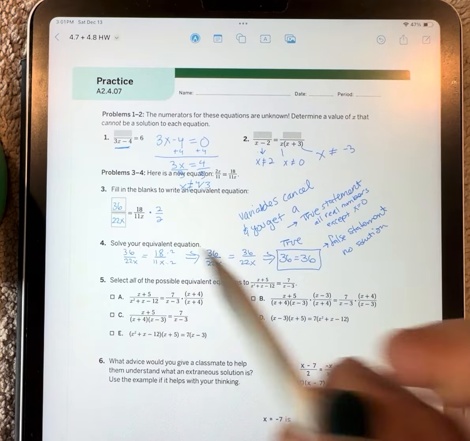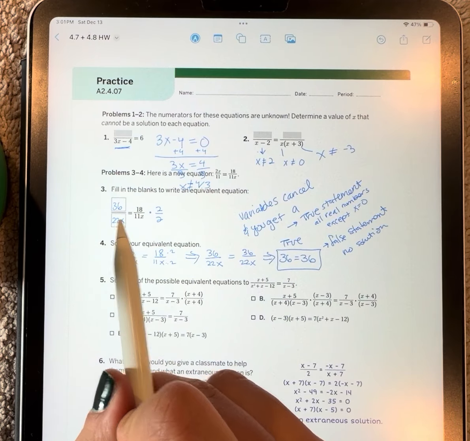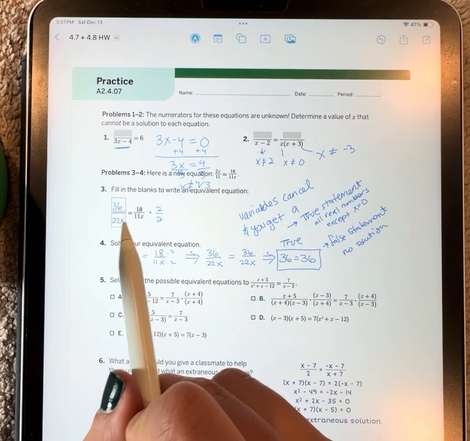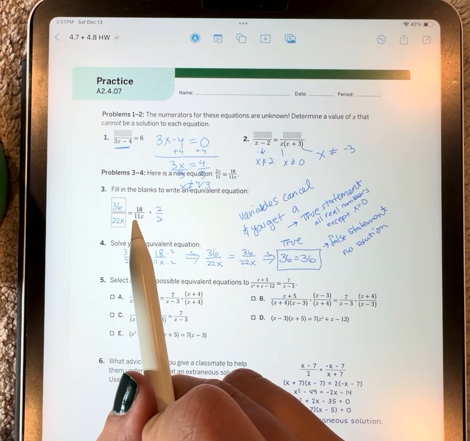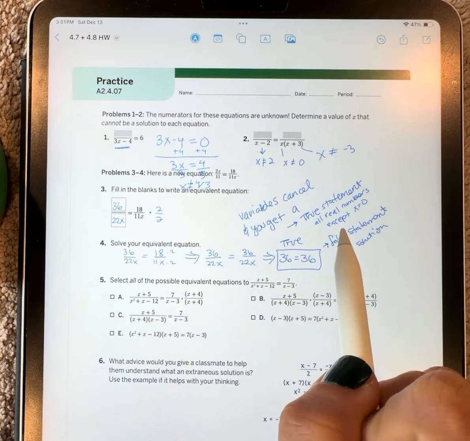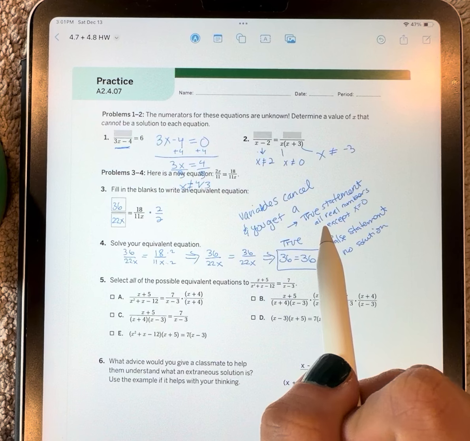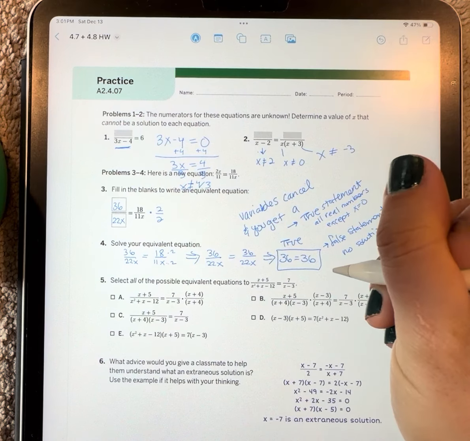So because I made this side equivalent to that side regardless of what x is, we ended up with an all-the-numbers-in-the-world type of solution, except 0.